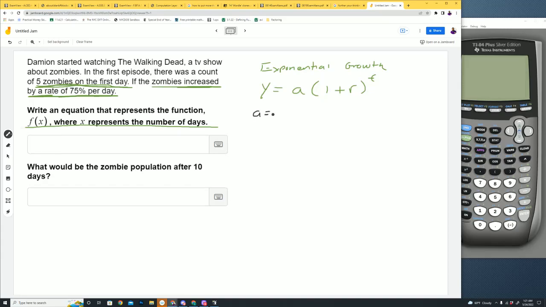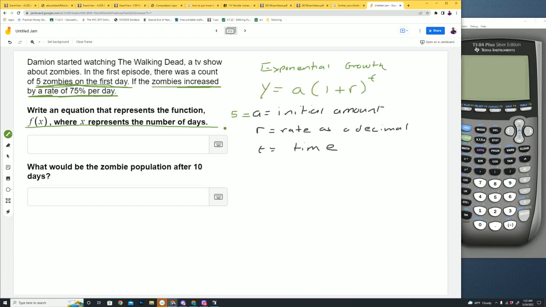A stands for your initial amount, the amount you start with. R represents your rate as a decimal. And your t represents time. So breaking this down, what do we know? We know that we started with 5 zombies. That means our A is equal to 5. Our initial amount is 5.